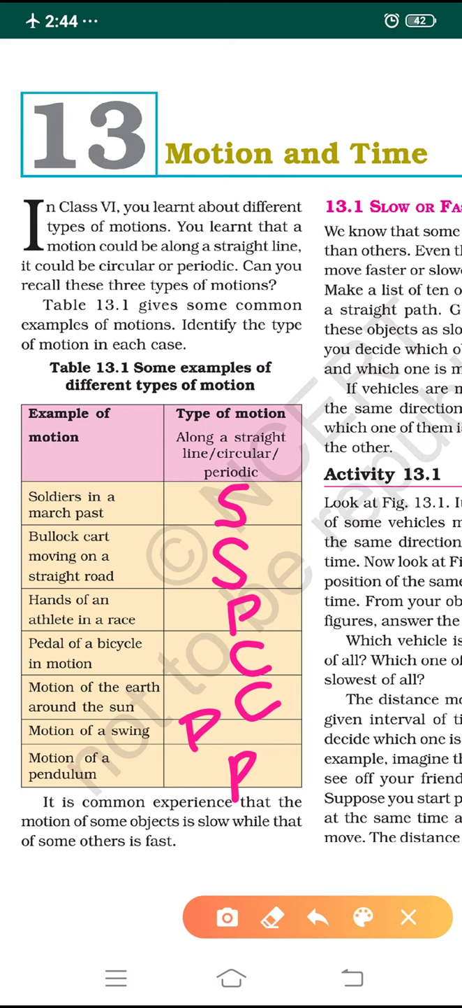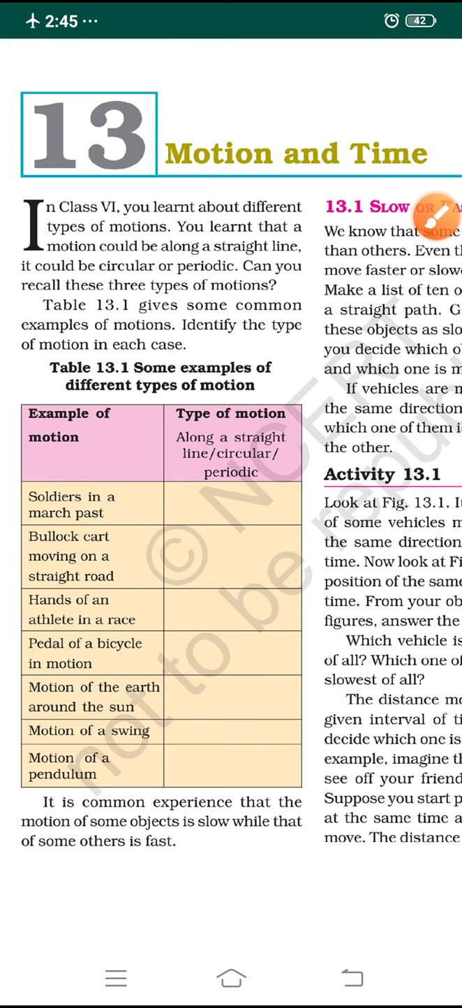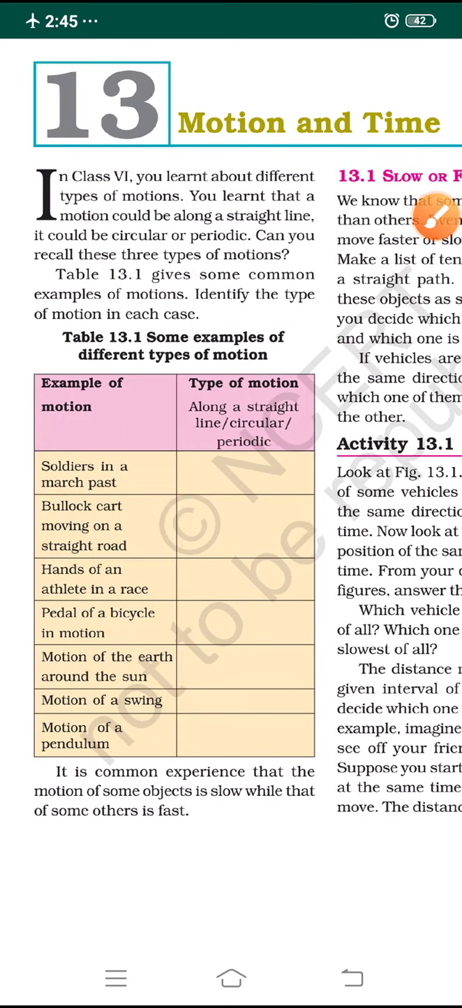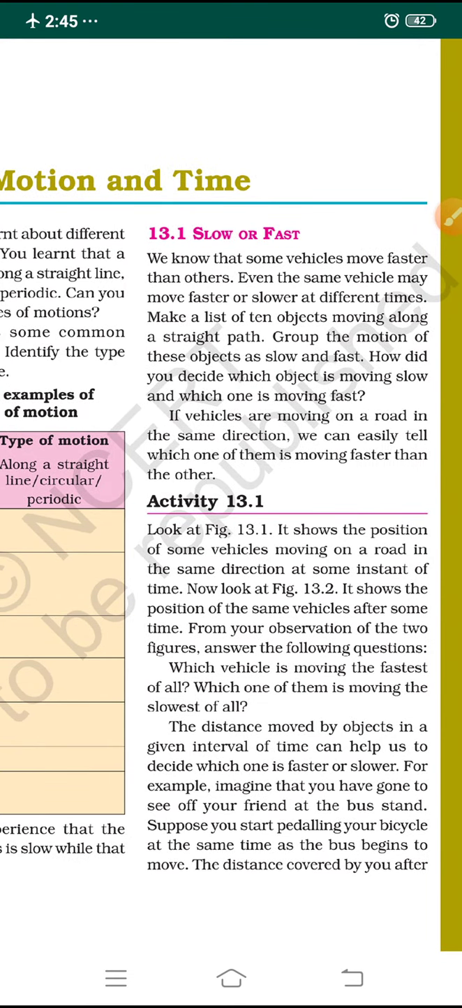Dear students, just make a note of all these. By this we understand different examples of motion and what kind of motion they are. Now let us understand the next concept. It is a common experience that the motion of some objects in our day-to-day life is slow, while that of others is faster. Some vehicles move much faster than others. Even the same vehicle may move faster or slower at different times.